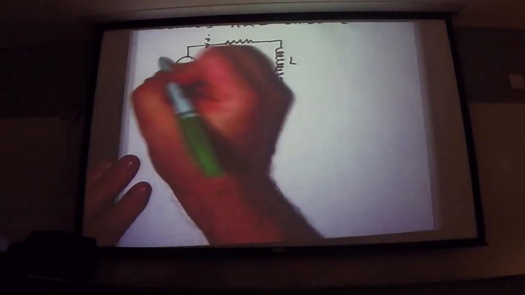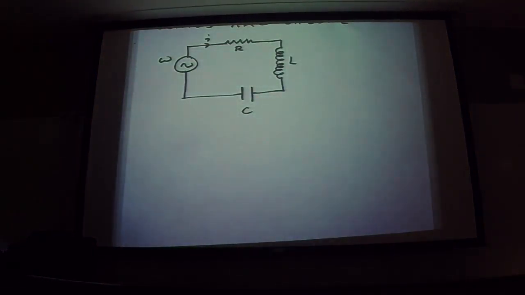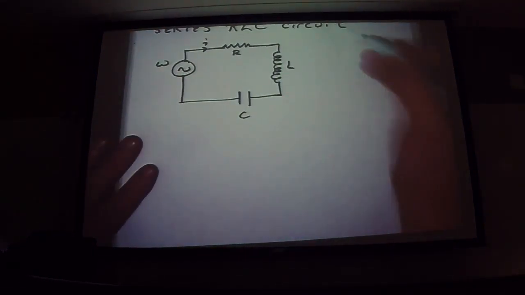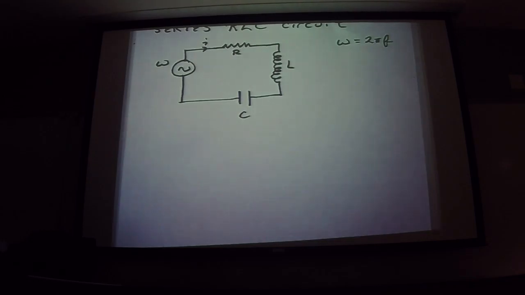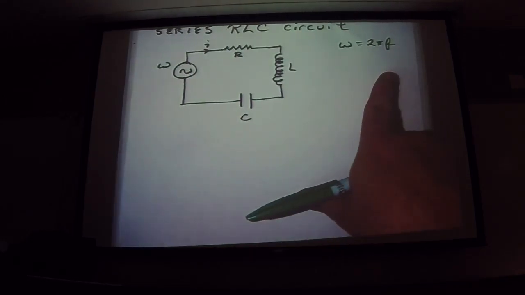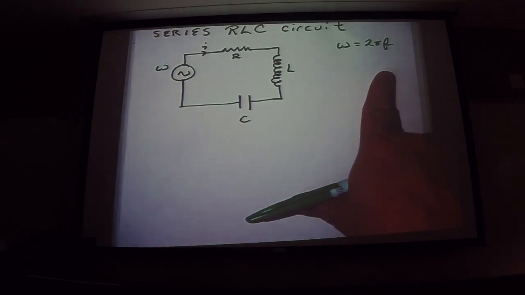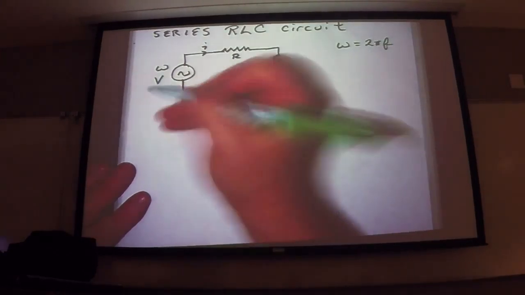This is running at a particular omega. If you're given the frequency f in hertz, this omega is equal to 2 pi times that frequency f. So if you're talking about a wall outlet, this frequency is 60 hertz, so you take 2 pi times that 60 hertz. And you're given a voltage here, but the voltage you're given is generally the RMS voltage.